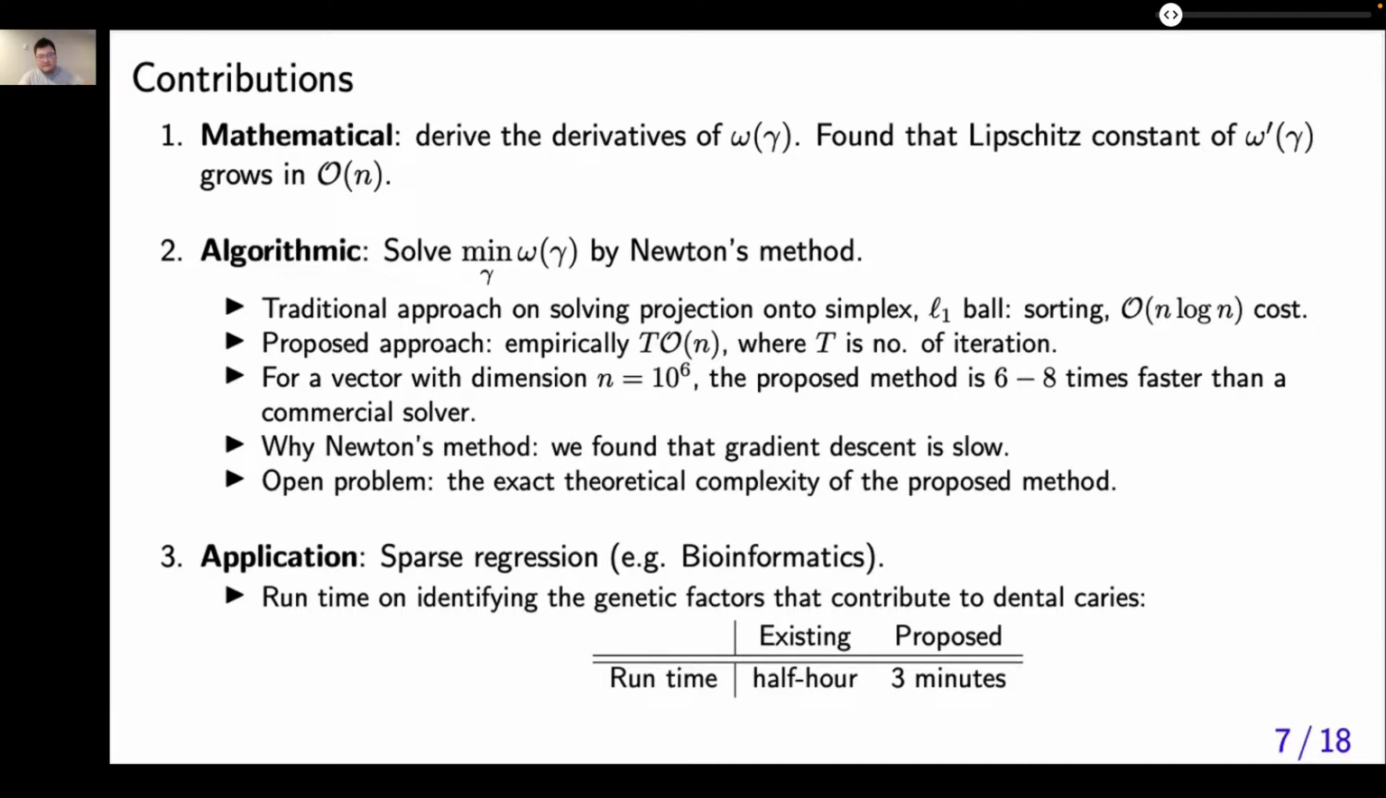And because the method is very fast, that's why it finds application in sparse regression such as bioinformatics. For example, we found empirically that if we use the proposed projection method to solve some bioinformatics problem on gene identification, then we can reduce the runtime from half an hour to just 3 minutes. We will talk about this in the following.